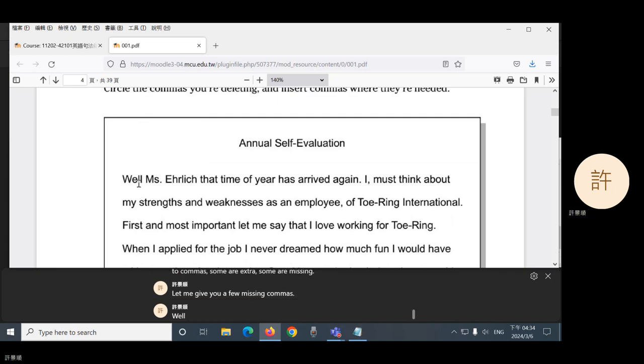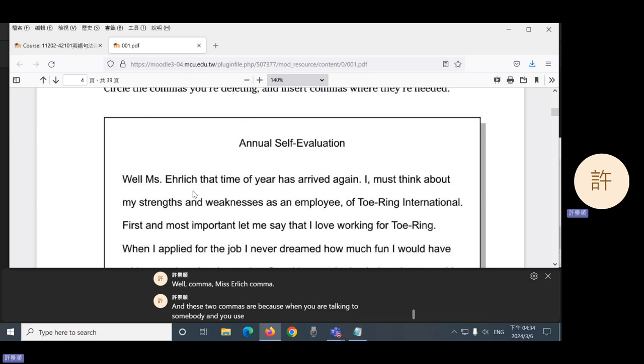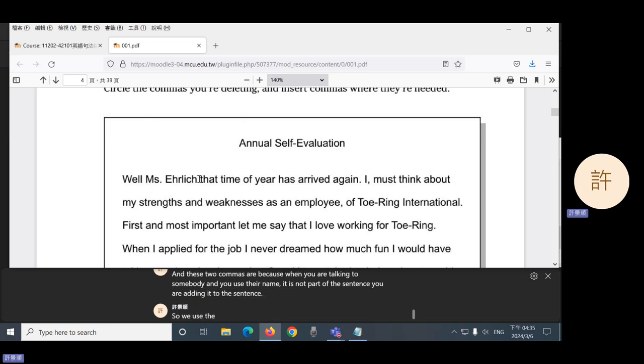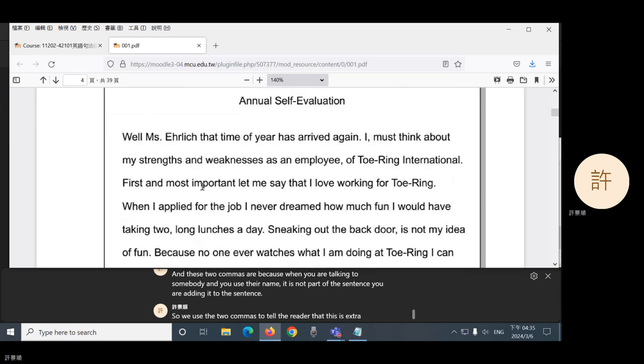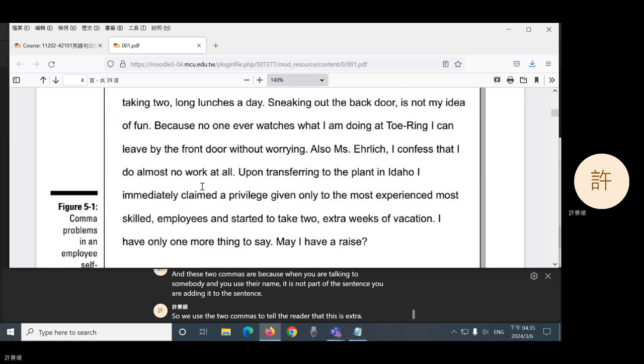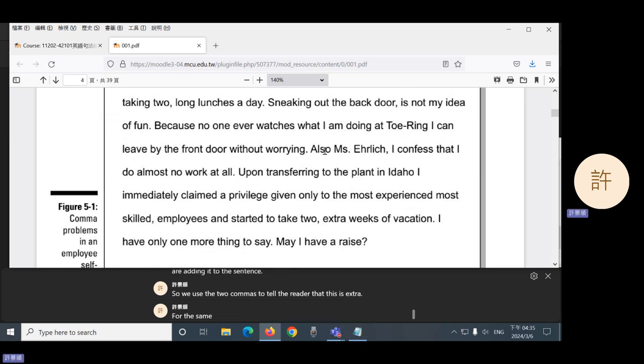Well, comma, Ms. Ehrlich, comma. And these two commas are because when you are talking to somebody and you use their name, it is not part of the sentence. You are adding it to the sentence. So we use the two commas to tell the reader that this is extra. For the same reason, there's also a comma here. Also, comma, Ms. Ehrlich.